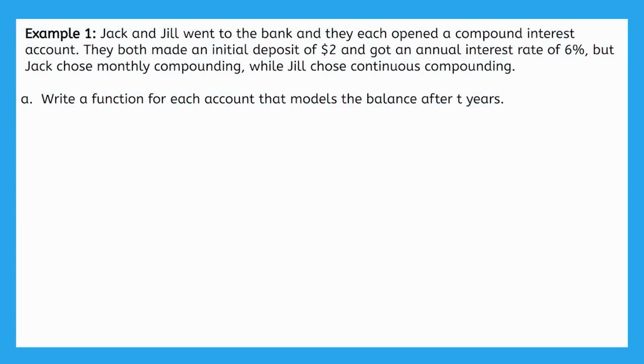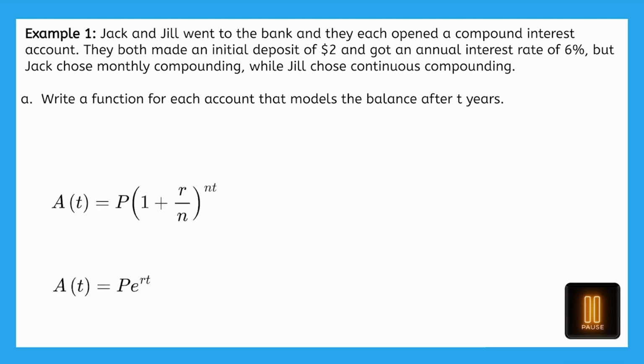Let's apply the formulas we've learned in an example problem. Example 1 reads, Jack and Jill went to the bank and they each opened a compound interest account. They both made an initial deposit of $2 and got an annual interest rate of 6%. But Jack chose monthly compounding, while Jill chose continuous compounding. Part A says, write a function for each account that models the balance after t years. Pause the video and try writing the functions by applying the formulas we've learned. Here they are for your reference.